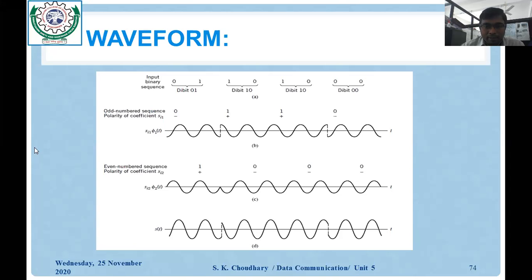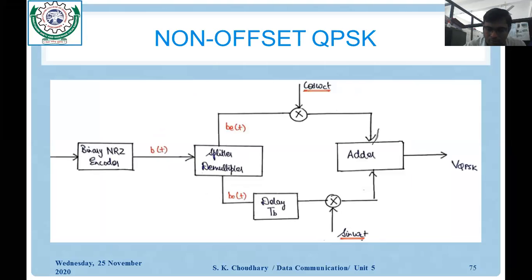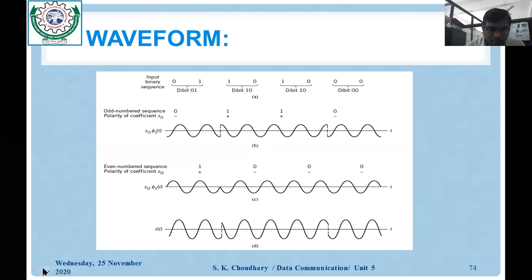This diagram I have taken from the book of Simon Haykin. So here we have shown only the main components, and try to understand how the QPSK works. First of all, at the top we have drawn the input binary sequence, that is 01 10 11 00.